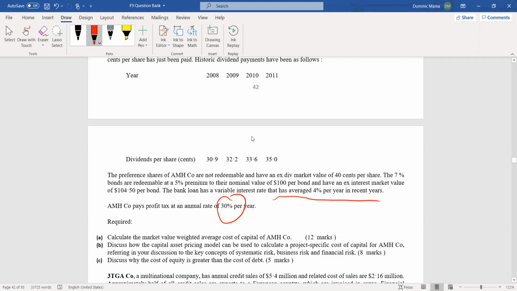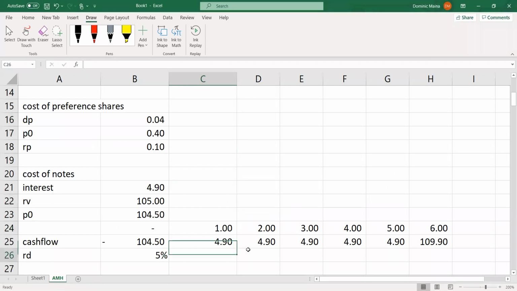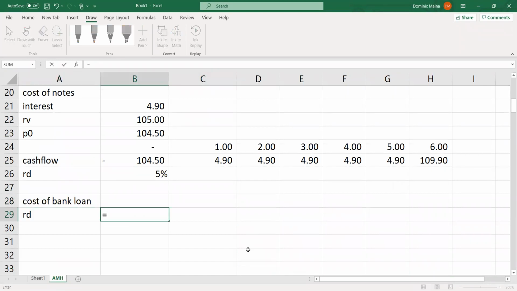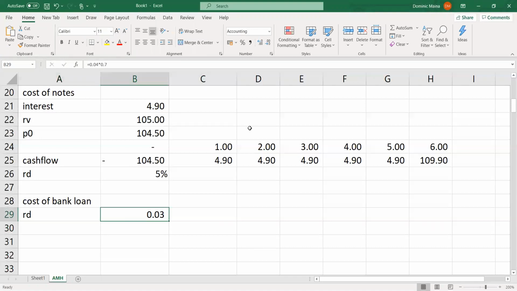So going back to our Excel, so the cost of the bank loan. Let's go here. RD will be equal to the interest, which is 4%. It has been 4%, which is equal to 0.04. Don't forget, I'm trying to avoid percentages. Times 1 minus 0.3, so times 0.7. That is 1 minus tax, 0.7. And we get more or less 2.8%.